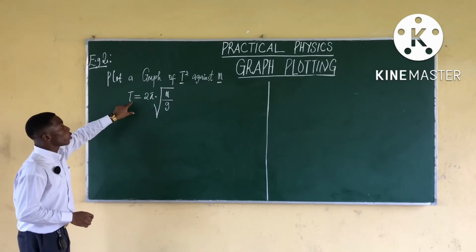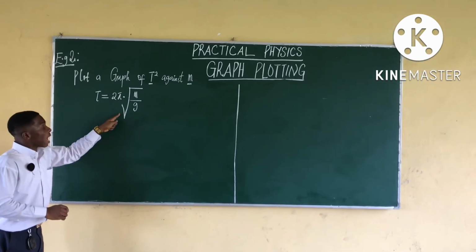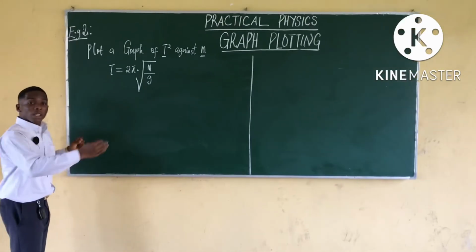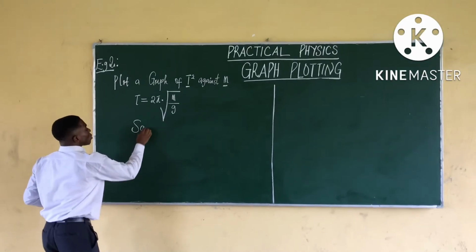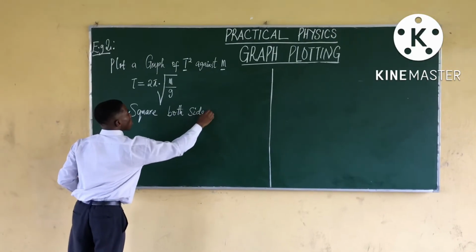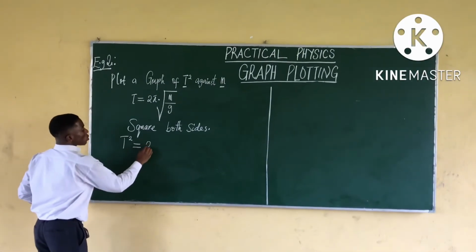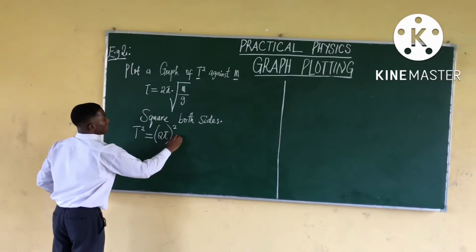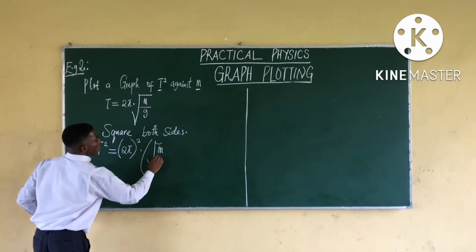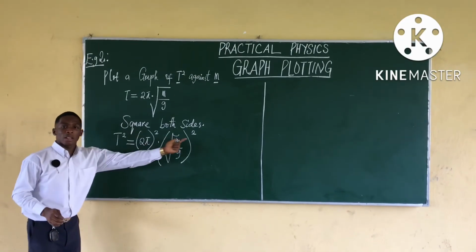So the first thing to do in this law is to cancel out this square root sign. And how do you cancel out this square root sign? By squaring both sides. You square both the left and the right hand side. Now if you square both sides, you have that T squared is equal to 2 pi all squared times the square root of m over g all squared.